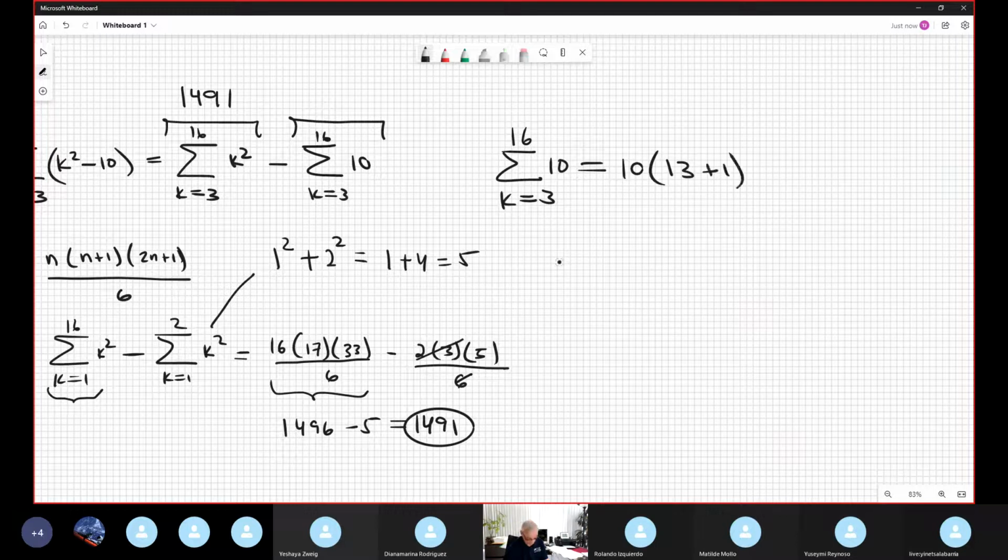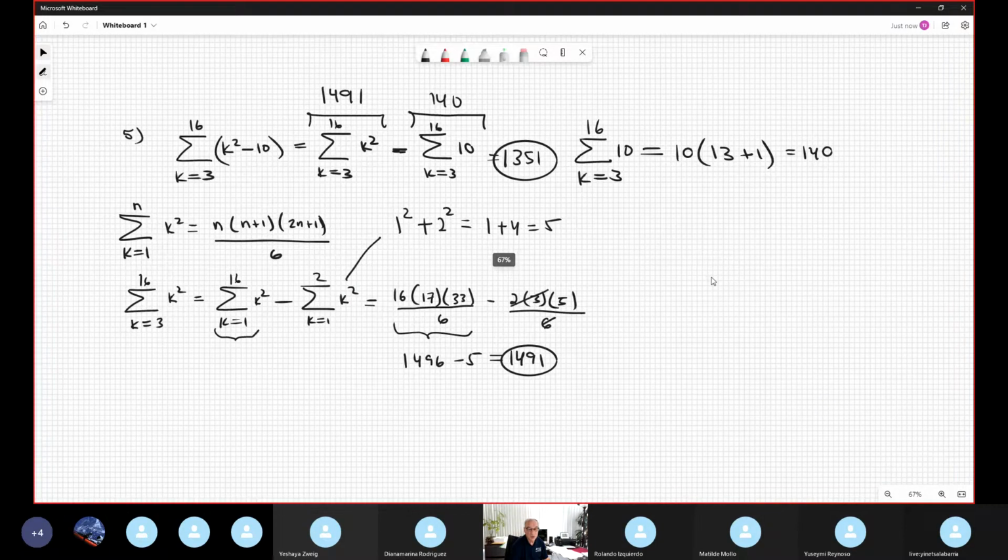plus 1. Why plus 1? Because between 3 and 16 we have 13 numbers, but if you include both endpoints, including 3 and including 16 in the equation, you have one more. So 14 times 10 is 140. The final answer is this number minus 140. The answer is 1,351. Okay, too much. Do you understand very well or no?